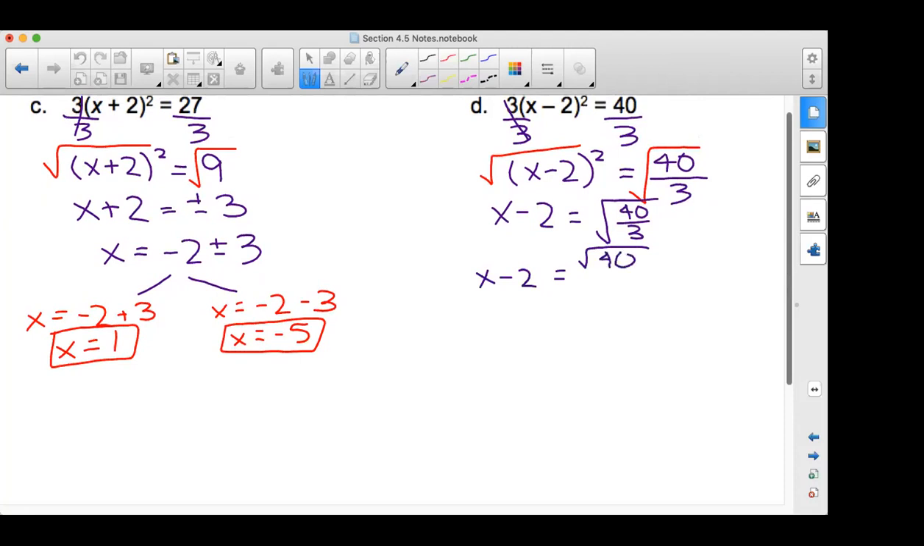Yeah, so we're breaking that up into the root 40 over root 3, and we know that root 40 is root 4 times root 10. 4 times 10 is 40. So Ella said that this is 2 root 10 over root 3.